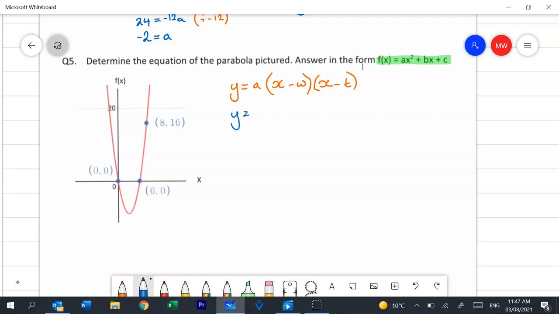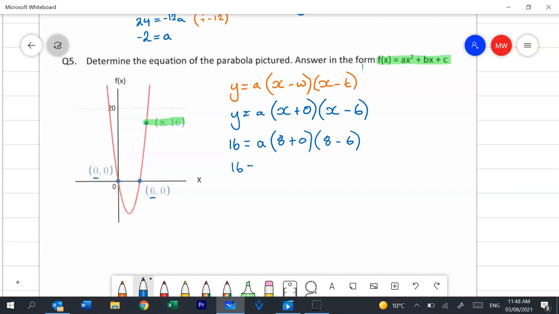We've got y equals an unknown a, x plus nothing, x minus 6. So again, they've come from 0 and 6. Now we've got this random point on the line, which we're going to pinch its x and y values to find out what a is. So we've got 16 equals our unknown a, 8 plus nothing, 8 minus 6. So this will be 16 equals a multiplied by 8 times 2, which is 16. Divide by 16 on both sides. We'll find that a is 1.